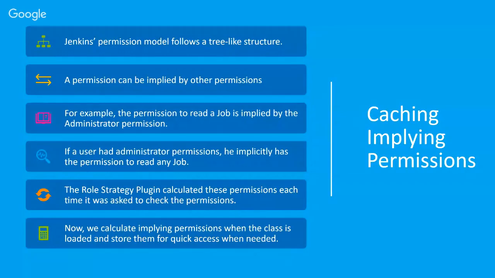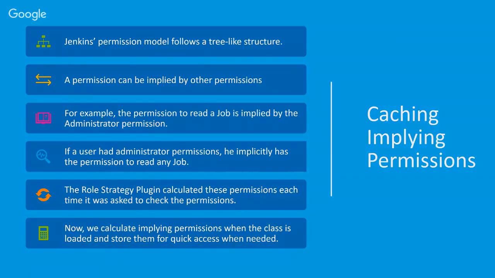The Jenkins permission model follows a tree-like structure, and a permission can be implied by other permissions. So, for example, the permission to read a job is implicitly implied by the administrator permission. So, every administrator has the access to read each and every job that's there in the system. So what the role strategy plugin did was to calculate each of these implying permissions for every permission check. Now we calculate the permissions when the plugin is loaded, which means when the Java class is loaded, and we store them for quick access whenever we need the calculated values.